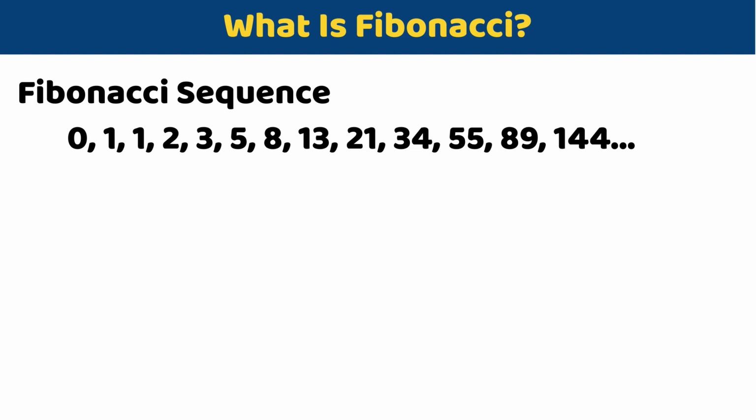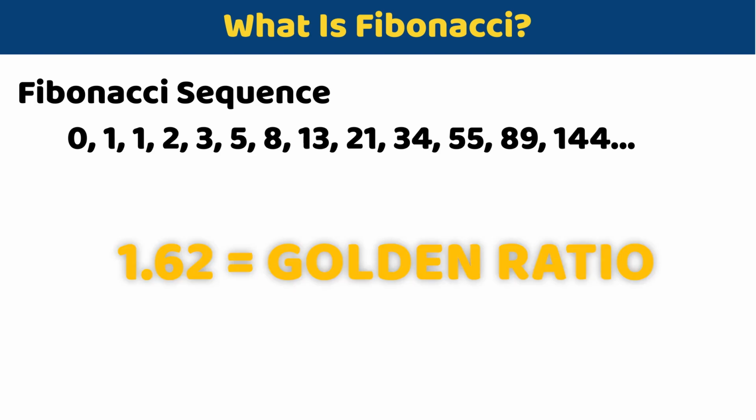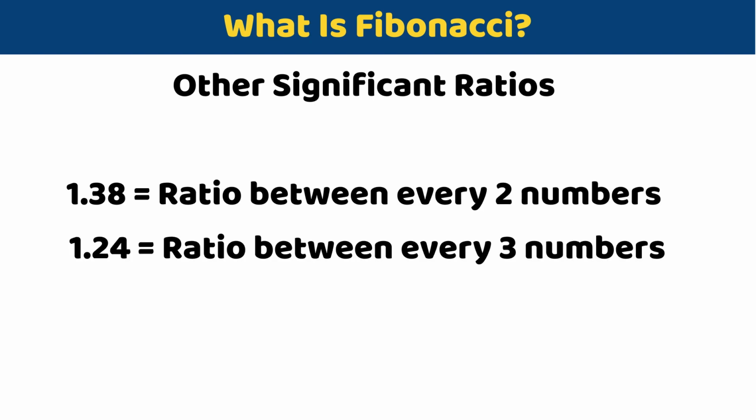If you take the ratio of any two consecutive numbers, the ratio will be approximately 1.62. This is what is referred to as the golden ratio. Other significant ratios are 1.38, which is the ratio between every two numbers in the sequence, and 1.24, which is the ratio between every three numbers. Now we know what Fibonacci is, let's see how it's used in trading.